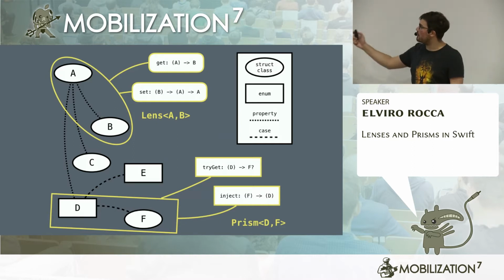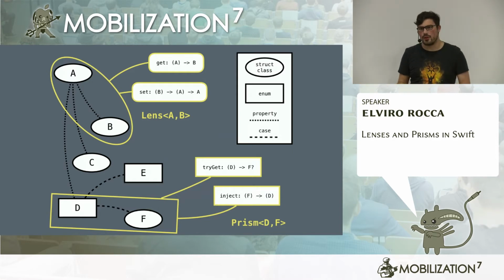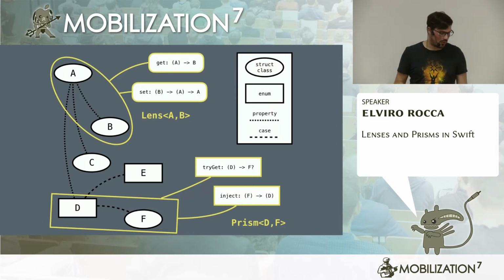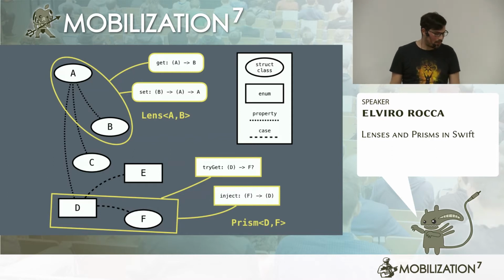I get the F if it's the right case. I get nil if it's in the other case. And inject is like set, but when we are injecting something into an enum, we are not changing the enum. We are generating a new one. So the inject is really basically the case function to generate an instance of an enum of a certain case.